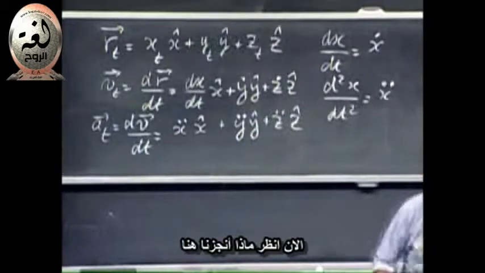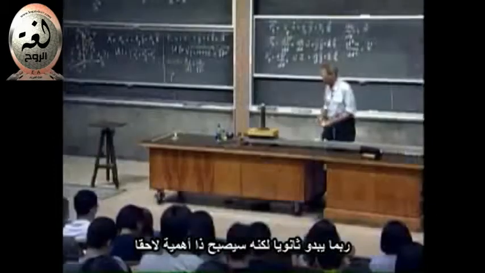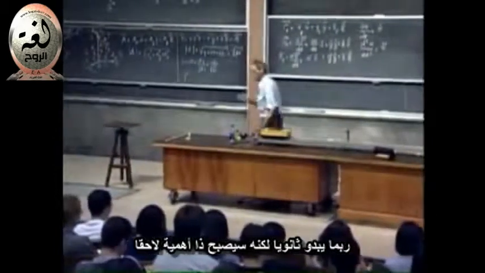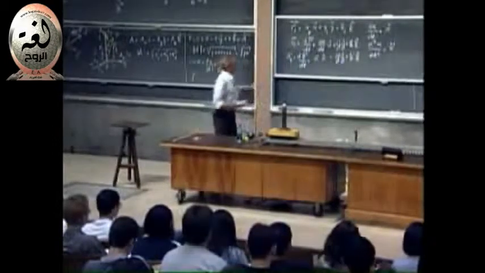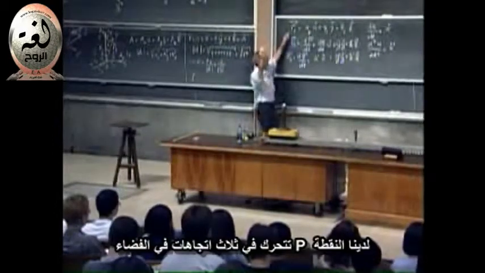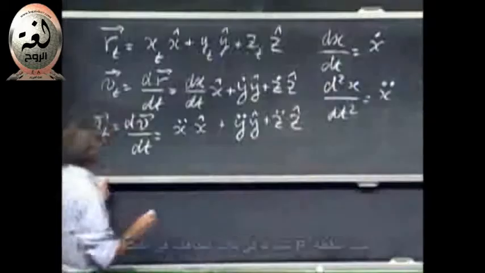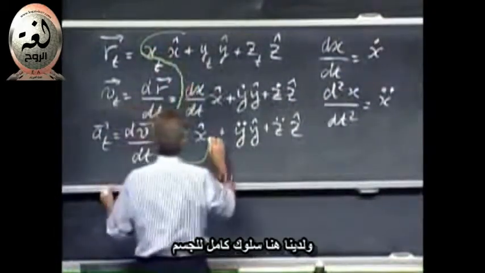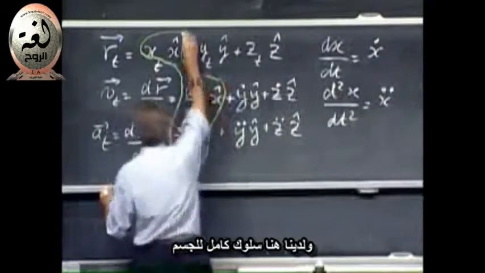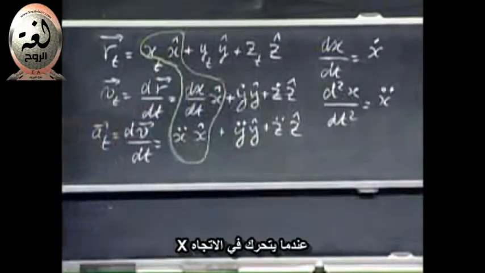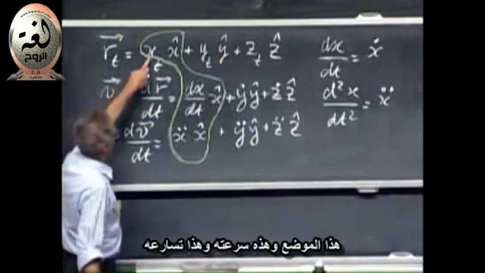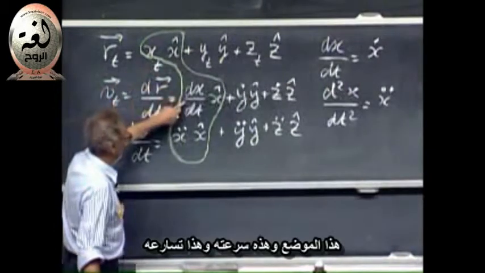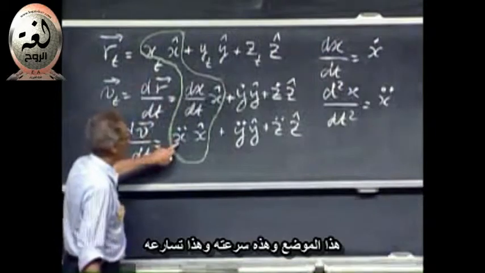And look what we have now accomplished. It looks minor, but it's going to be big later on. We have a point P going in three-dimensional space. And here we have the entire behavior of the object as it moves its projection along the x-axis. This is the position, this is its velocity, and this is its acceleration.